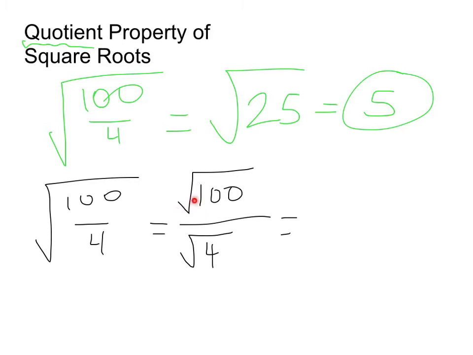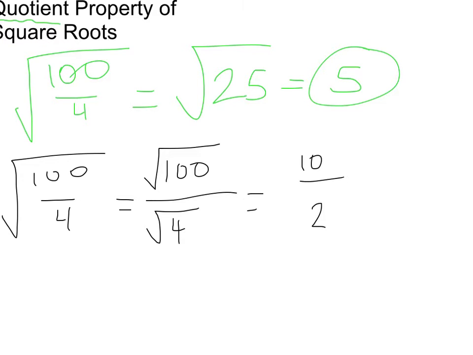So anyway, what's this positive square root of 100? Well, it's 10. What's the positive square root of 4? It's 2. So now I just have to simplify 10 over 2, which is 5, and look. Same thing, right? Okay, cool. So check this out.